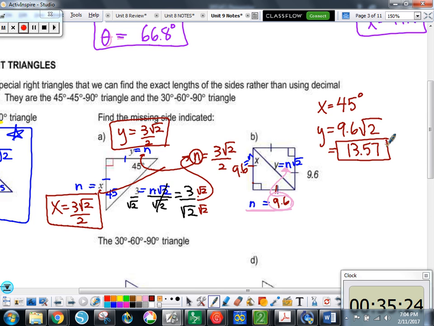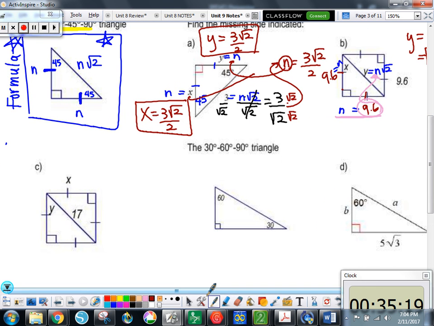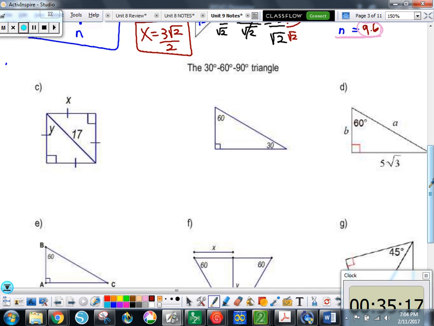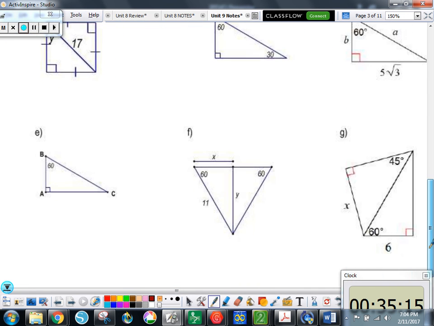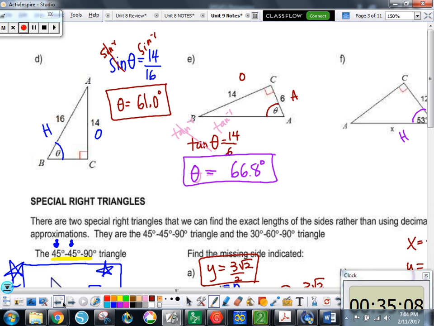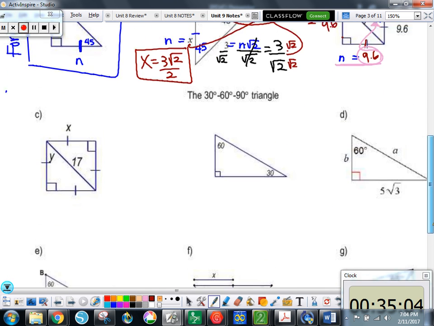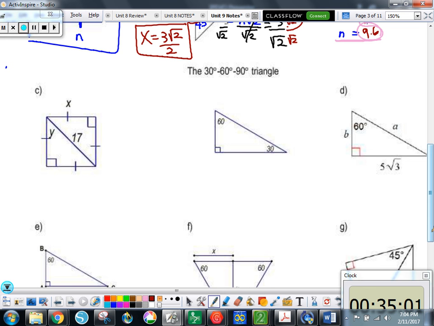Okay, let's try another one of those. Part C. Really quick, I'm going to see if this is the last page in my notes. Yes, it is. Okay, again, you've got this square with a bunch of isosceles sides. That means these angles have to be what? 45 degrees.